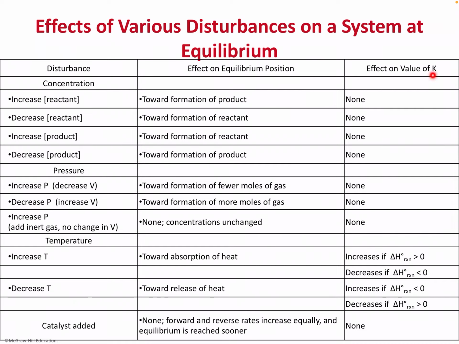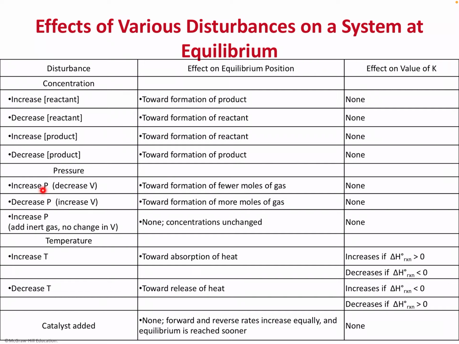Is it going to affect the value of the equilibrium constant? No. Okay. If you decrease a reactant, then it will go from product to reactants, forming more of the reactants. No effect on K. You increase the product, so the reverse will happen, toward formation of reactants. That's how the equilibrium shifts. Nothing for the value of K. And you decrease the product, so then the forward reaction will take place. No effect for the equilibrium constant.